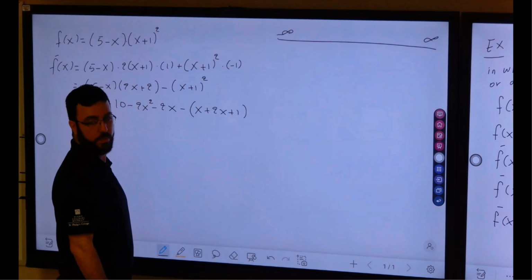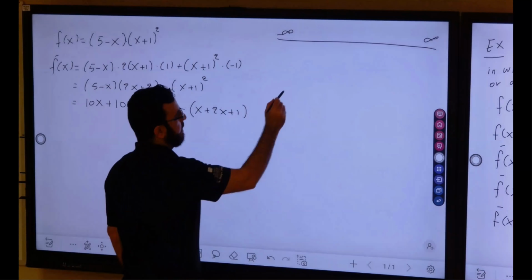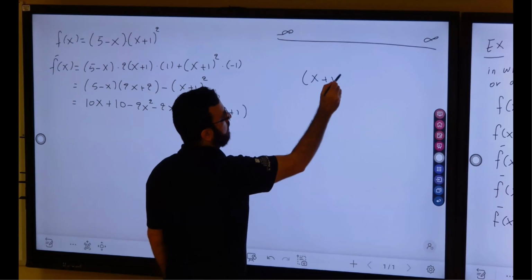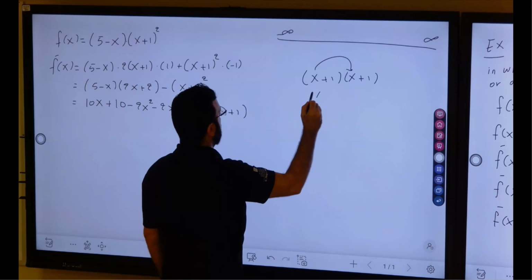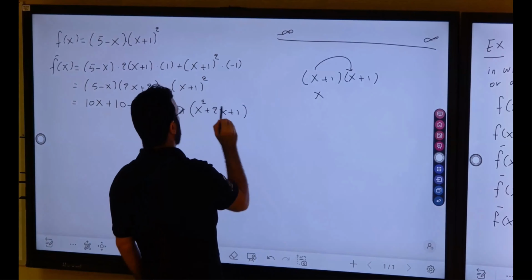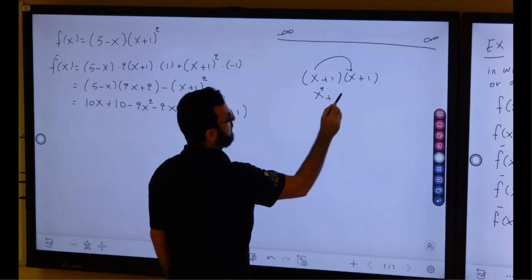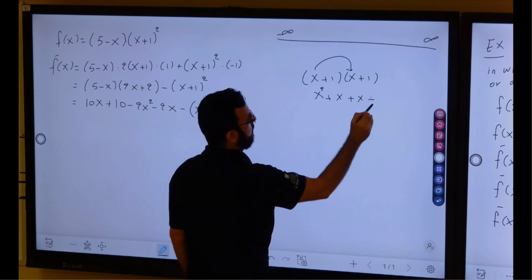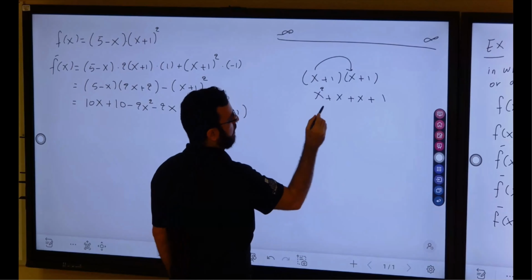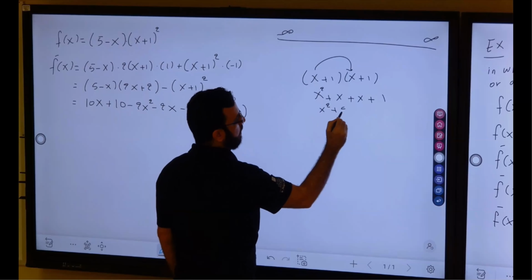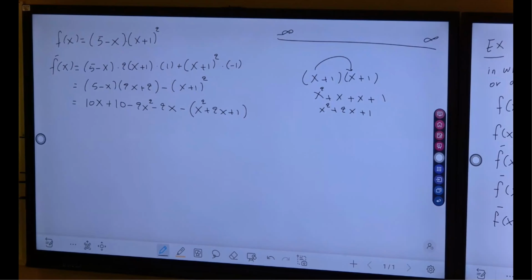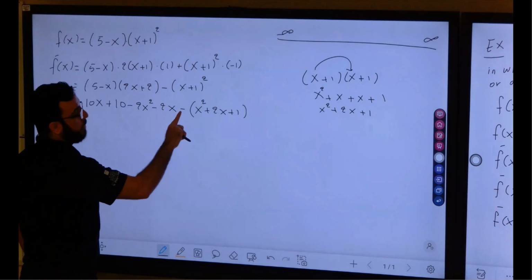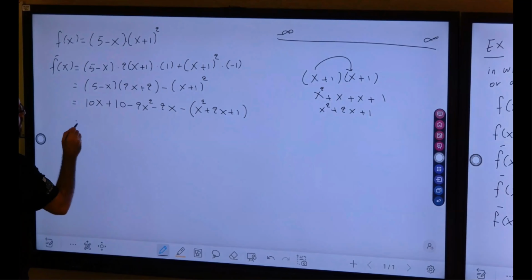Yes or no? FOIL on the side. It's x plus 1, it's x plus 1. So x squared, plus x plus 1. That means x squared plus 2x plus 1. Okay? This is FOILed on the side, but be careful. Then you're gonna distribute the negative sign.